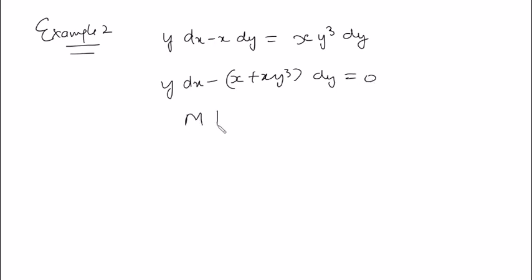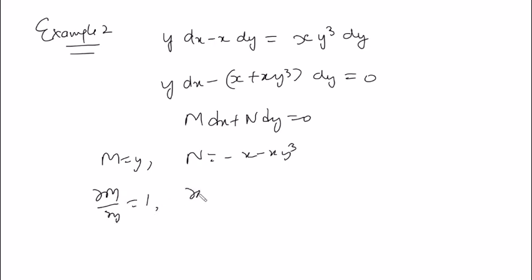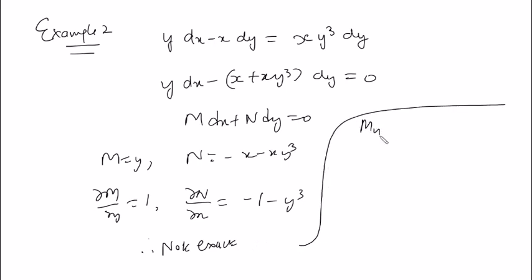So now this is of the form where M is y and N is this. If I find these derivatives, they are not equal, so it is not exact. So when they are not exact, I take the difference.